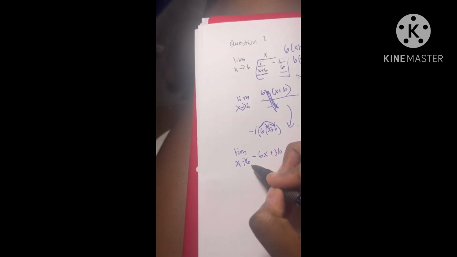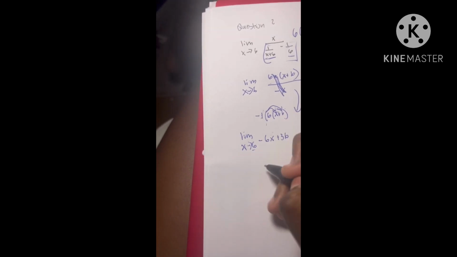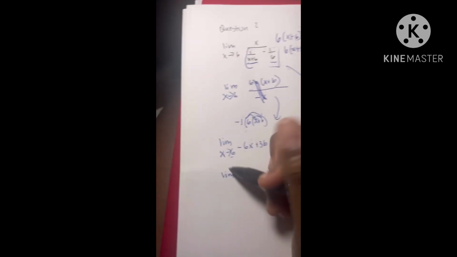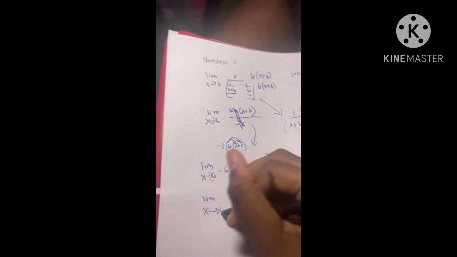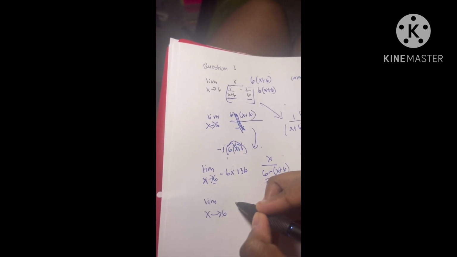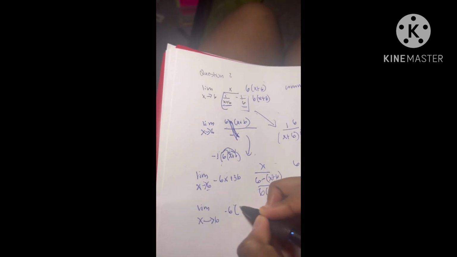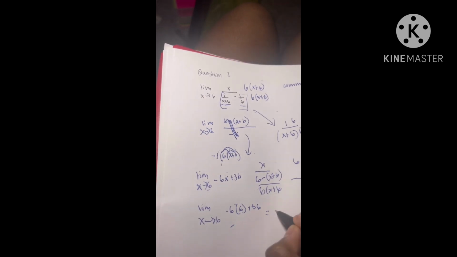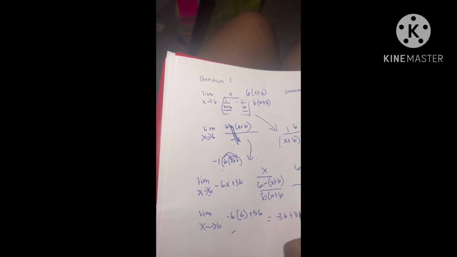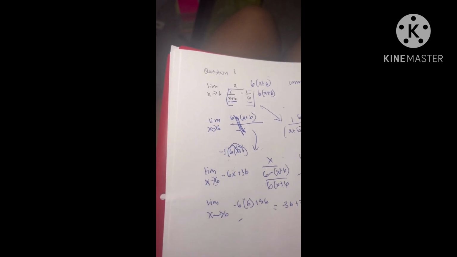And this will be your function, but since it gives you 6, you have to plug in 6 to find the actual number of what it will be approaching. So that would be the limit as x approaches 6, plug in 6 for x, and that'll be negative 36 plus 36 equals 0. And that is your answer. Bye.